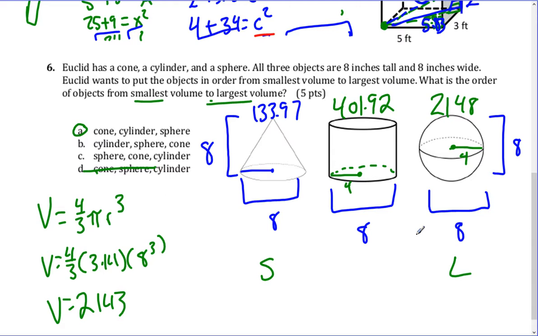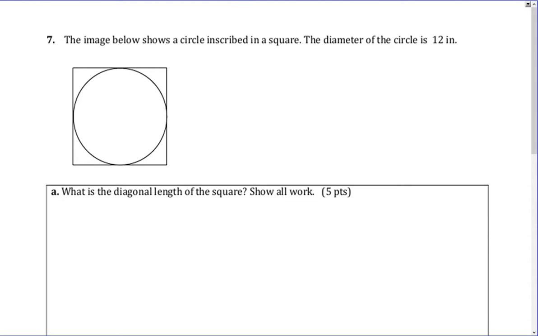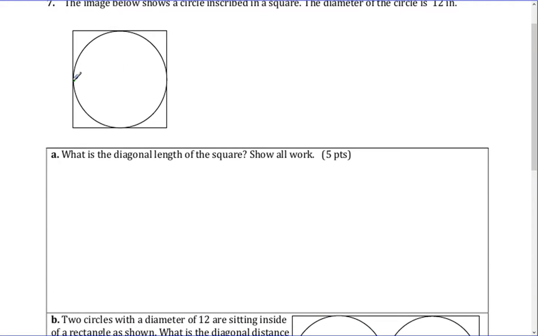Number 7, open-ended. The image below shows a circle inscribed in a square. Yes, I see the circle in the square. The diameter of the circle is 12. What is the diagonal length of the square? So I'm being asked to find that. Show all work.